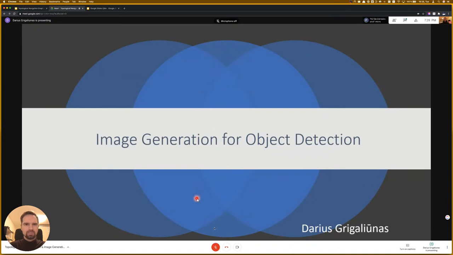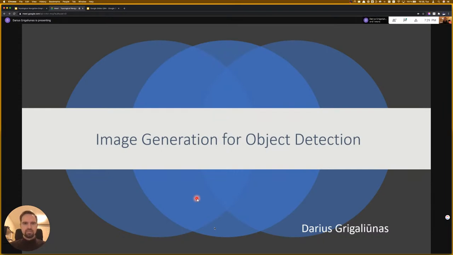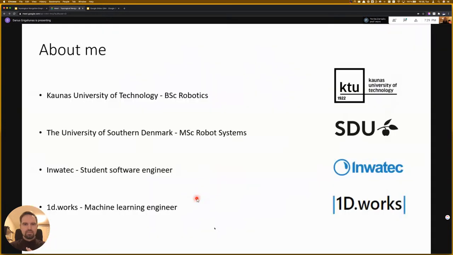Okay, so I will start. Hello, everyone. I'm Darius Grigaliūnas, and I'm happy to present to you today. This was actually my master thesis, how you can generate images which can later be used for an object detection network to train it, or other types of deep learning networks.